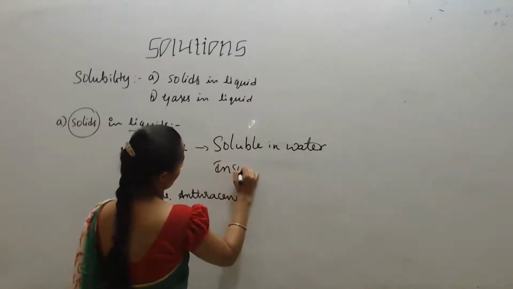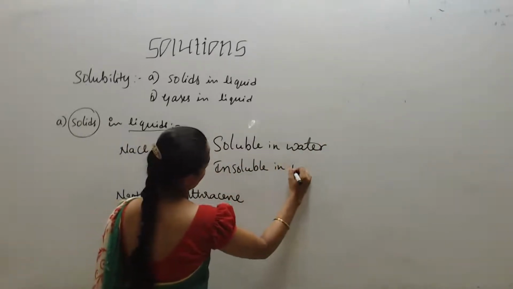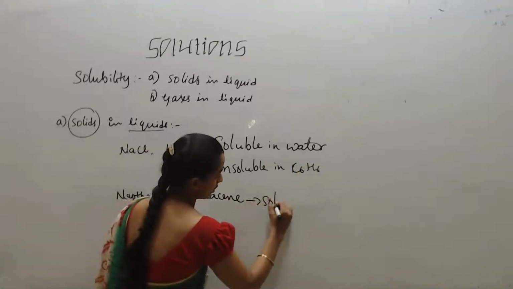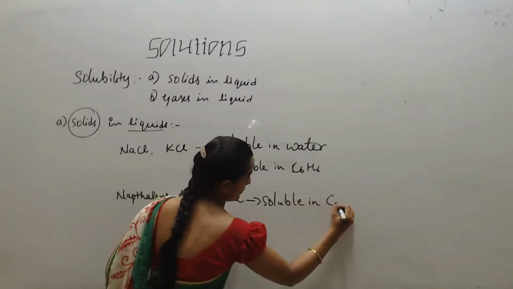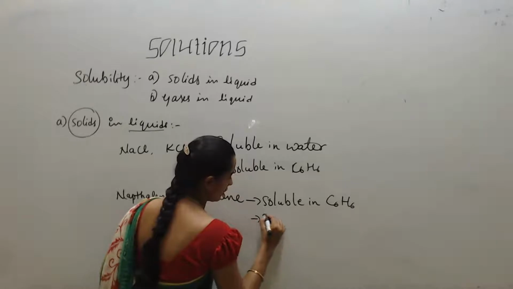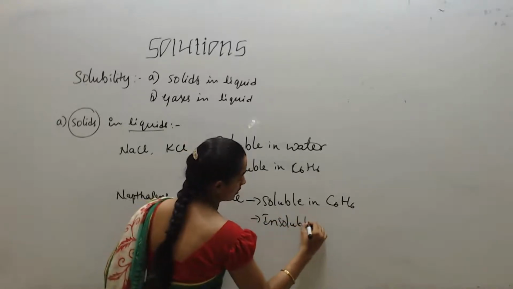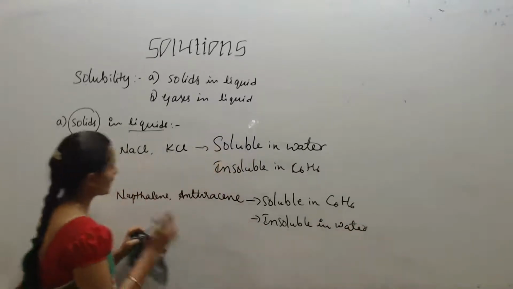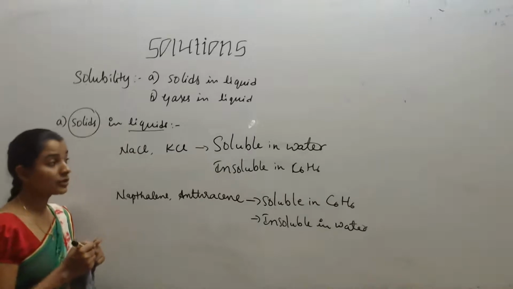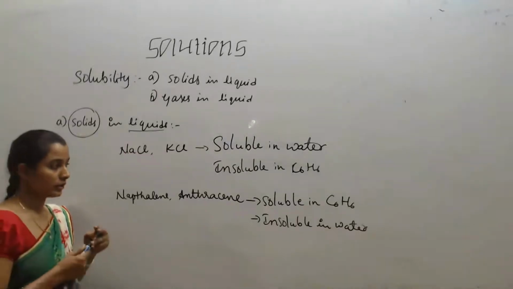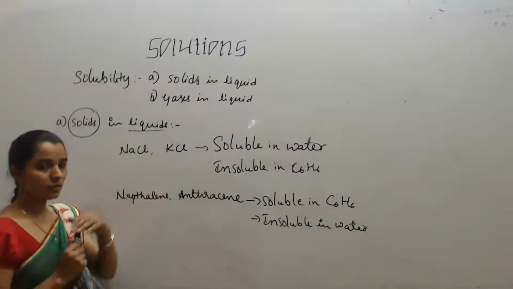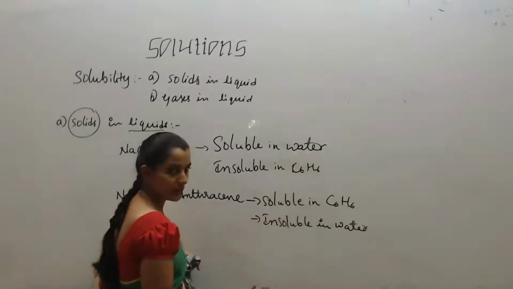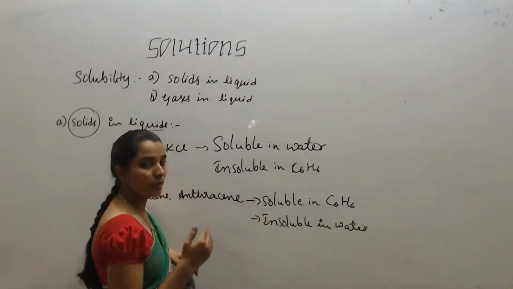These are soluble in water and insoluble in benzene. Okay, but these two are soluble in benzene but insoluble in water. What it means, students? These NaCl and KCl are very readily soluble in water but not in benzene. You know benzene is also a solvent, water is also a solvent. But water is called a polar solvent, benzene is called a non-polar solvent.